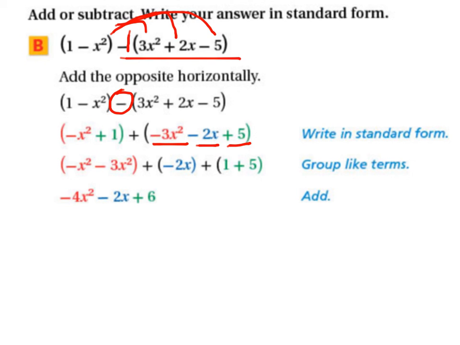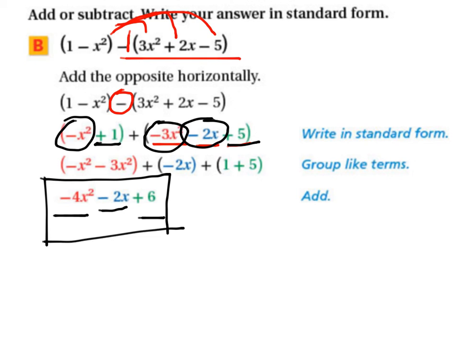Once you do the distribution by the -1 through the second set of parentheses, then you can change it to addition. You're just adding like terms. So in this case, you would have a -x squared plus a -3x squared. That's -4x squared. 1 plus 5 is 6. And then you just have a -2x, which you have nothing to add that with. So it just stays. This is your answer.